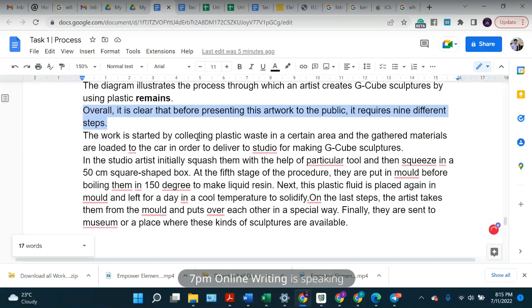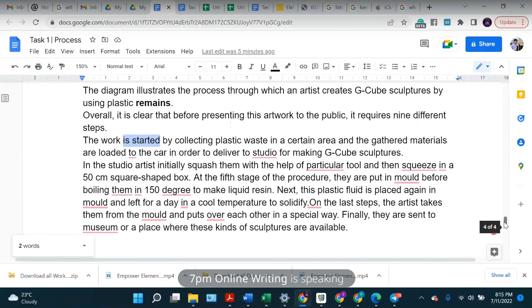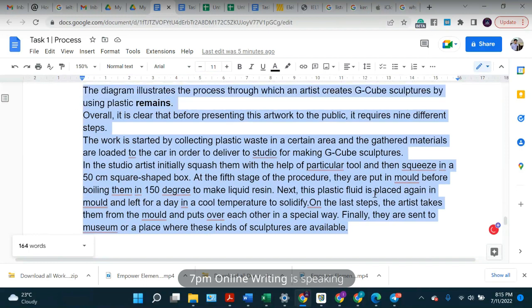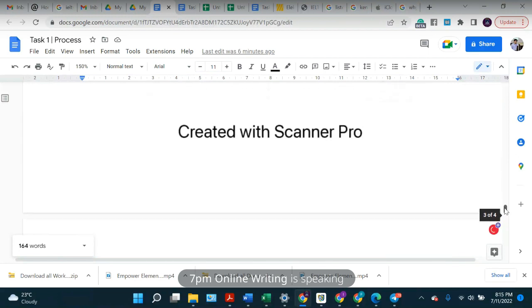The work is started. There are a lot of common grammar mistakes. By collecting plastic waste in a certain area, and then gathered materials are loaded to a car in order to deliver to the studio. All right, so there's not much use from looking at this particular essay. I don't really see that it would be beneficial to other students. It's a common band 6 process. So if you're interested in my quick, immediate feedback, I would say you need to work on your grammar, and it's about band 6.